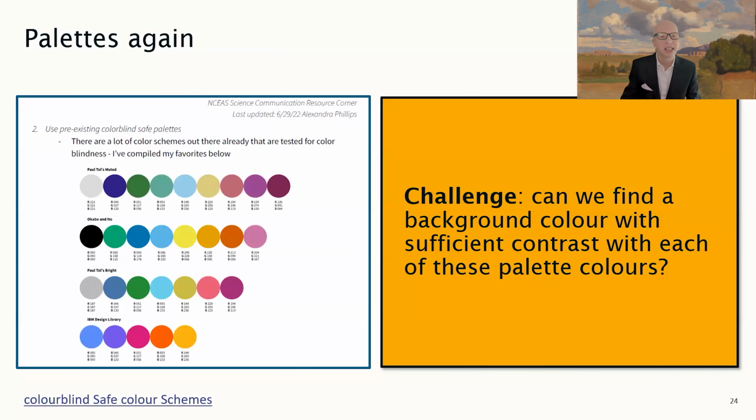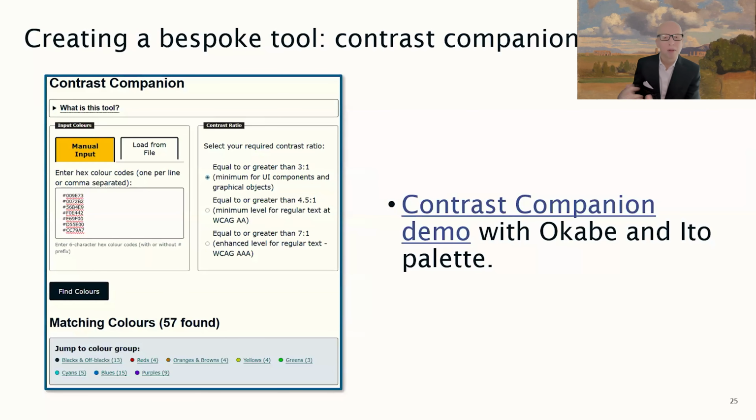I wanted CVD-friendly graphs, so I returned to the CVD-friendly palettes from earlier. But I needed a background color with sufficient contrast, so that's a 3:1 ratio, against each color within a palette, which can contain between 5 and 9 different colors. So I worked with Claude to build a tool that finds single colors with sufficient contrast to every color within a palette. So here I've added the Okabe and Ito palette, and my tool, which I called Contrast Companion, finds 57 colors across 8 shades that meet the contrast requirement.